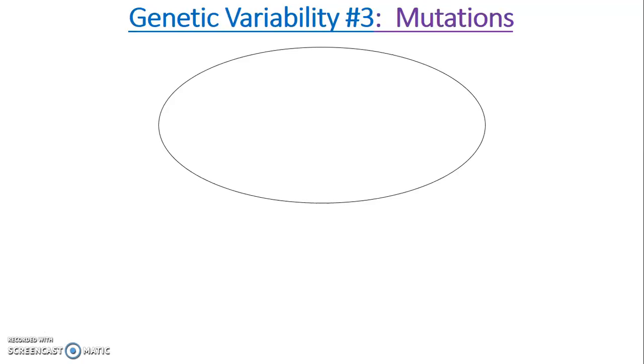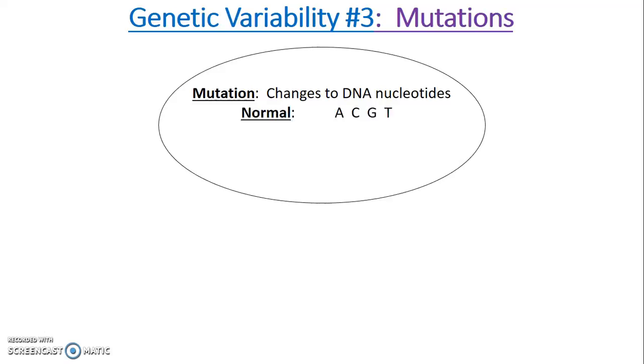So let's begin our chart here. By mutation, we mean that there are changes to the DNA nucleotides. So remember, the nucleotides are those letters either A, C, G, or T. And so maybe a normal DNA sequence looks like this, A, C, G, T, but several different mutations can occur.